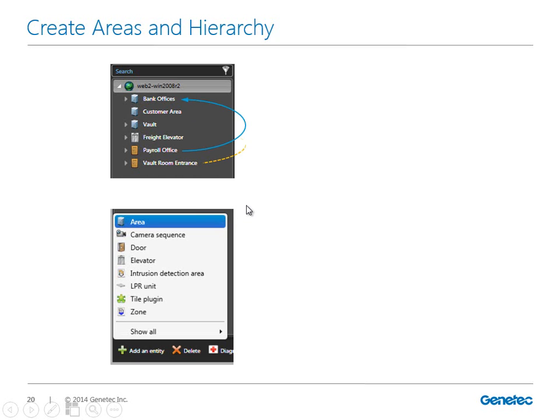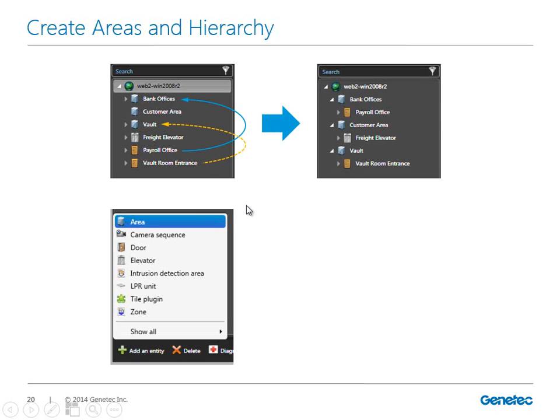Now, if you want to move the entities into an area or make an area a child of another area, just click and hold on the entity and drag and drop it on the area to assign it to. So taking a look at our existing entities, we've moved them into the areas that we created, so we can see what that looks like from here.